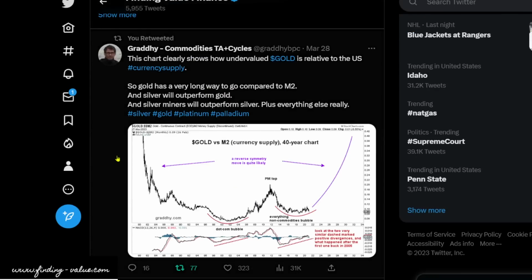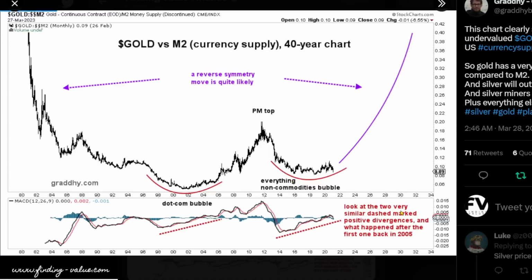So Grady says, this chart clearly shows how undervalued gold is relative to the U.S. currency supply. So gold has a very long way to go compared to M2, and silver will outperform gold. And silver miners will outperform silver, plus everything else, really. Yeah, it looks at two very similar dashed marked positive divergences and what happened after the first one back in 2005. Coming on up. Here is a double bottom.